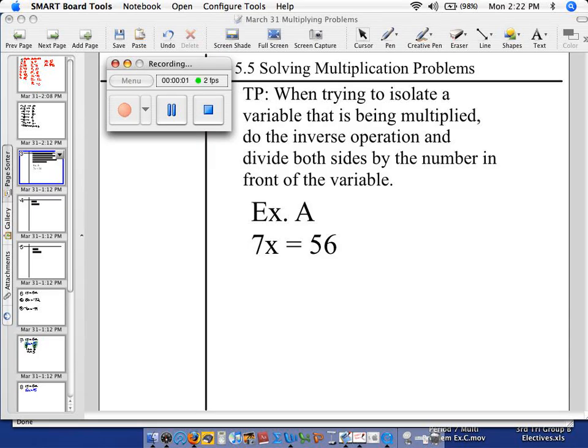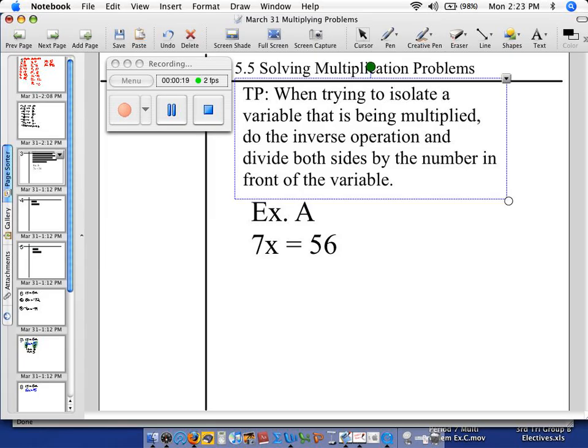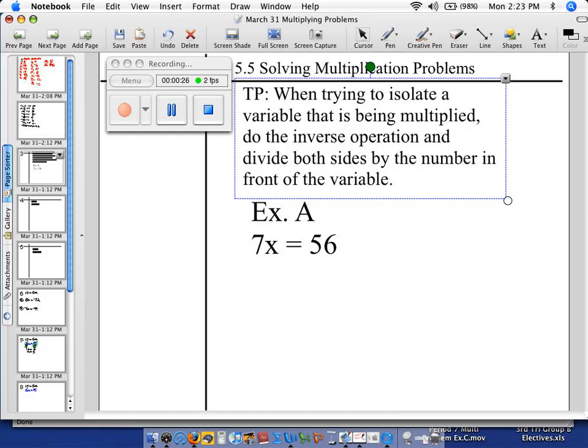Alrighty, today in math class we're looking at section 5.5. We're solving multiplication problems. You can see this is a multiplication problem right here because 7 is timesing x to equal 56. So in order to solve this problem, you have to isolate the variable. Let's read the teaching point. When trying to isolate a variable that is being multiplied, do the inverse operation, which is division, and divide both sides by the number in front of the variable.